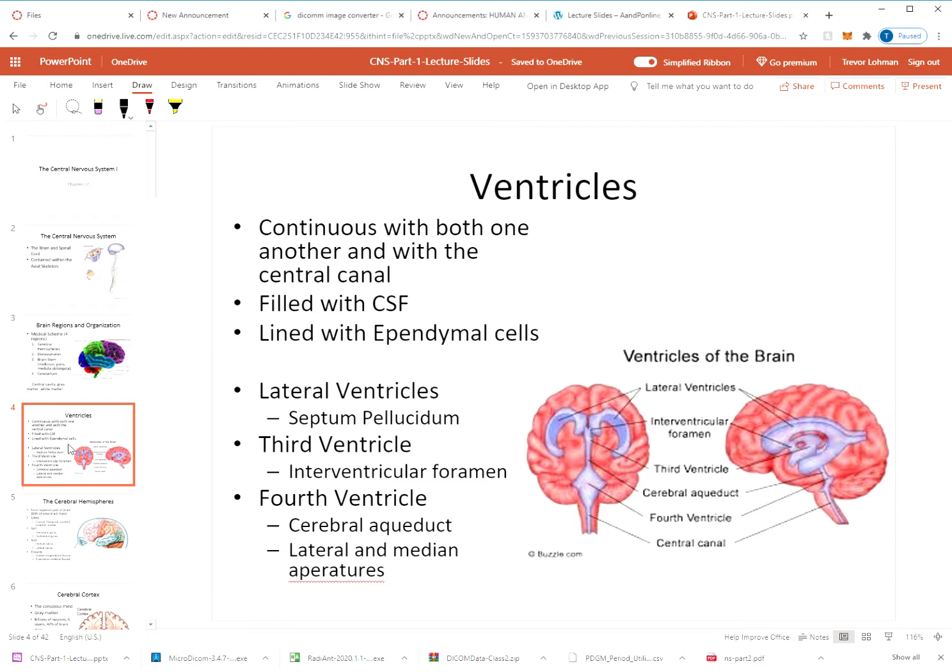Okay, so speaking of that central cavity, the center of your brain has some ventricles that are continuous with one another. So what that means is fluid can flow from one to the other. They're filled with cerebrospinal fluid, which is produced in choroid plexus, and these ventricles are lined with ependymal cells. Ependymal cells are ciliated, so this fluid is circulating within and around the brain. So you have your first and second or lateral ventricles. You have your third ventricle, which is between your thalamic hemispheres, and then you have your fourth ventricle behind your pons.